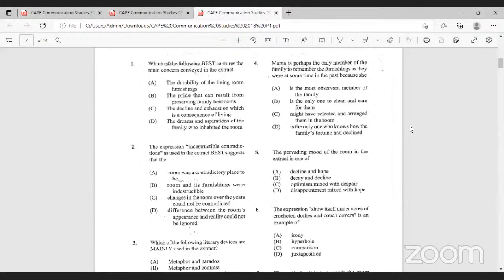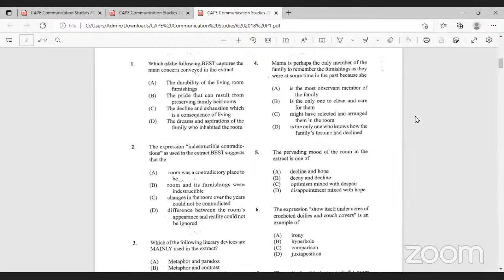Right, because she's the elder, basically. So she's the one who more than likely put everything together. Right? So the answer is actually C. She might have selected and arranged them in the room. Well, let me rethink that answer.